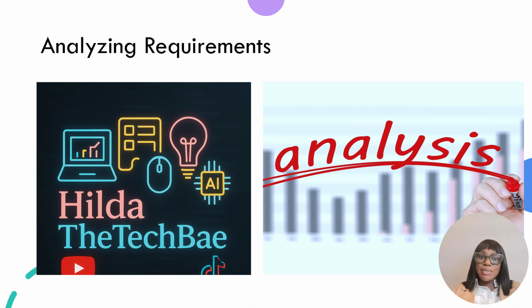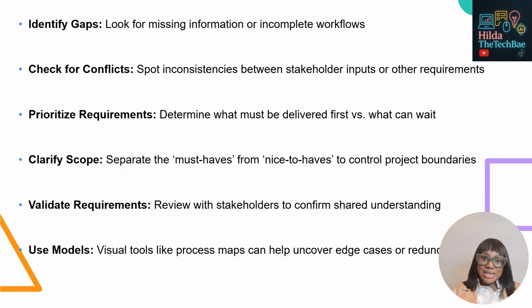Now that we've got our requirements recorded, let's take a step further and analyze them for completeness and for accuracy. Analysis is where we take a step back and ask, does this all make sense? It is not just about what the stakeholders said. It is about what is practical, aligned to the goals, and achievable within scope. So first, we look for gaps. Are any steps missing in the process? Are we assuming something that hasn't been stated?